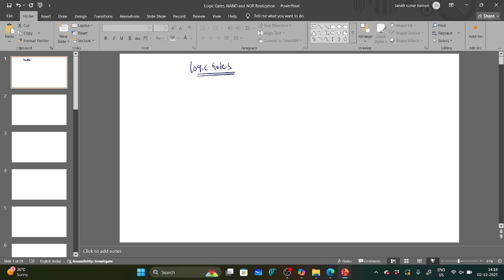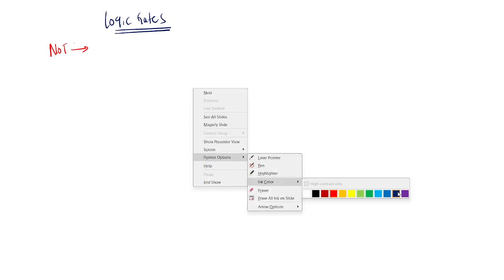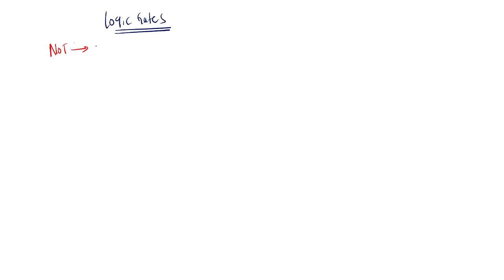Today we'll discuss the logic gates. First is the NOT gate. What does NOT gate mean? Complement of input is nothing but NOT gate. And AND gate.